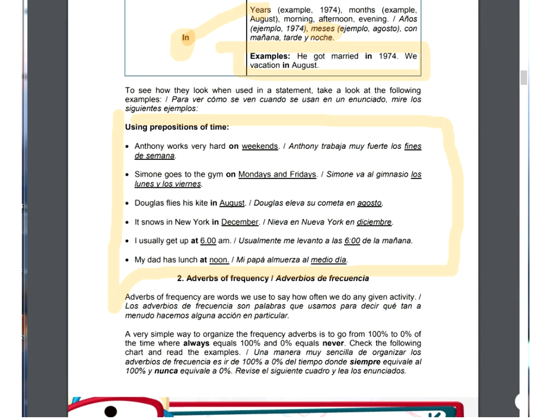Extra information and adverbs of frequency. The adverbs of frequency are the vocabulary we use to talk about the frequency of a particular activity.